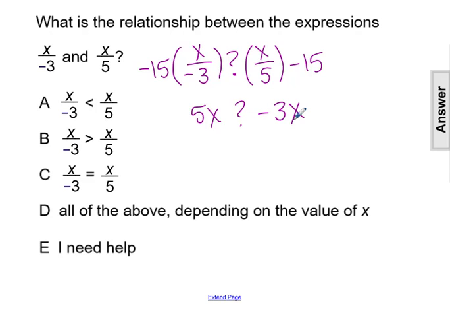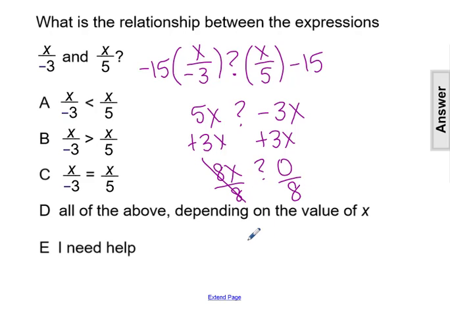Now we would try to combine the like terms of 5x and negative 3x. So I'm going to add 3x to both sides. So that would give us 8x is something to now 0. And then to get the x completely by itself, we would divide by 8 on both sides, which would give us x is something to 0.